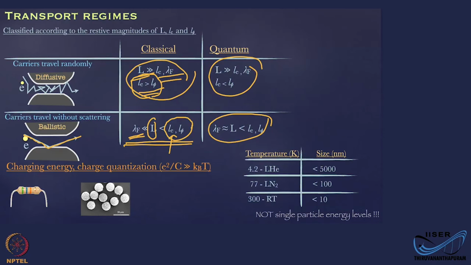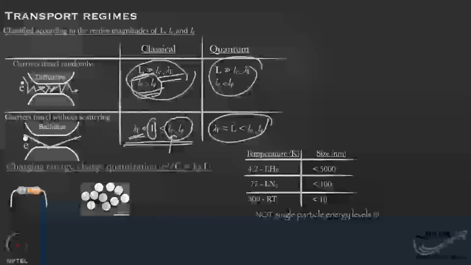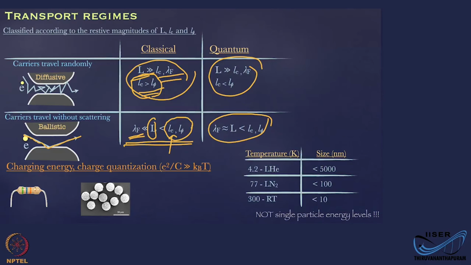Then when we come to the quantum regime, there are two regimes. One is the quantum diffusive and quantum ballistic. Whenever we say diffusive, the term that is going to project out all the time is the size of the system, which is greater than the collision length, and also the de Broglie wavelength or lambda F, the Fermi wavelength. Okay.